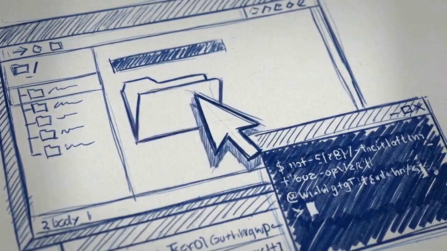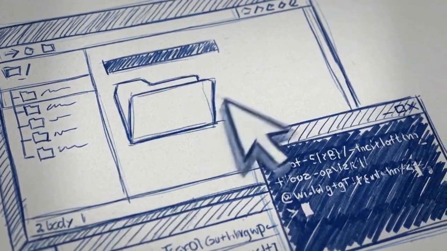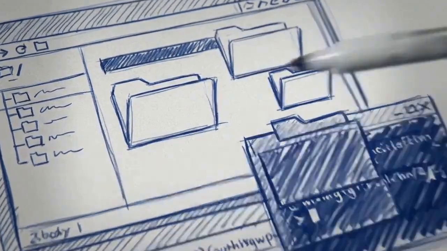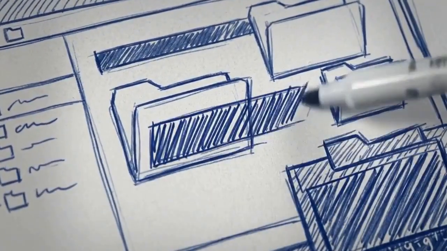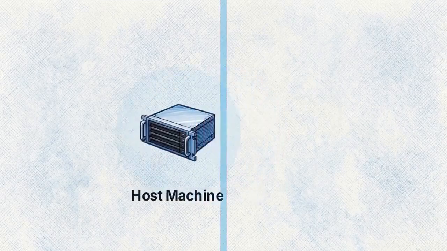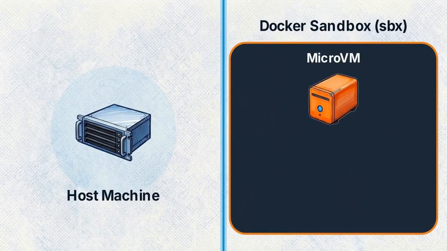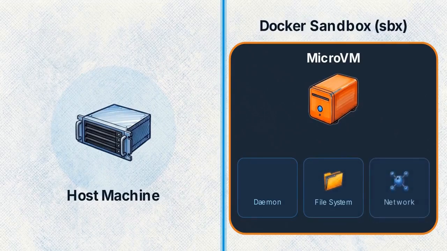Giving an autonomous AI agent raw, unmitigated access to your host machine means handing over your files and network to a process you don't control. Docker Sandboxes, or SBX, addresses this by isolating the agent. It runs the AI inside a dedicated MicroVM with its own Docker daemon, file system, and network, keeping it completely separated from your host machine.